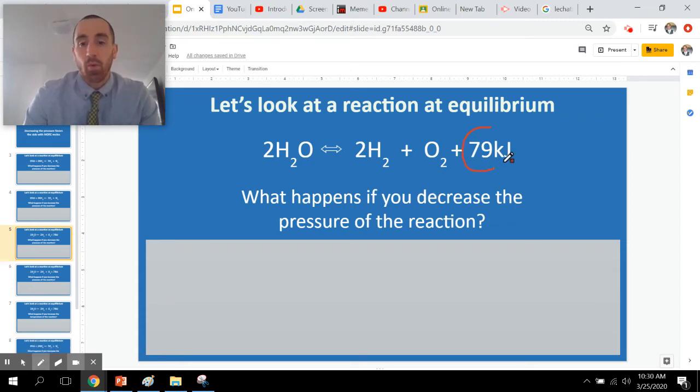And when heat is a product, that means it's a negative delta H. And if it's a negative delta H, that is going to be exothermic. Okay, so negative delta H when heat is a product is exothermic.